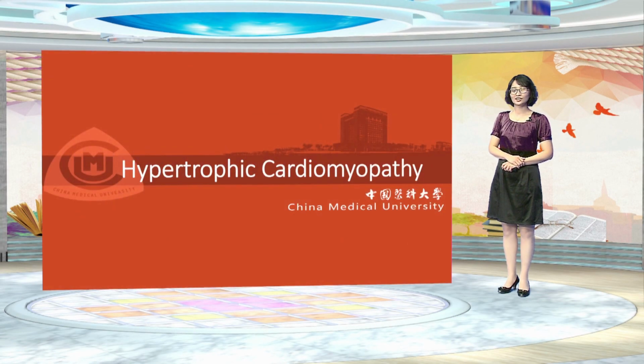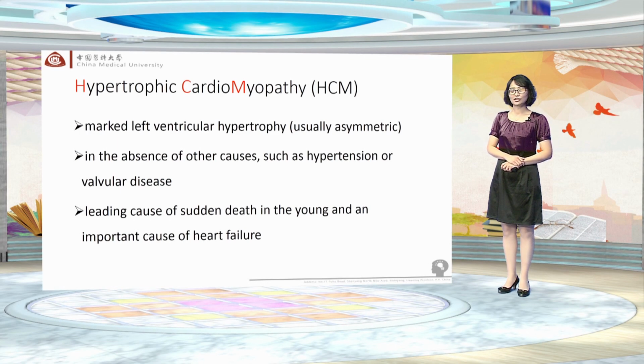Today we are going to learn hypertrophic cardiomyopathy. Hypertrophic cardiomyopathy can be replaced with HCM for short. As a kind of cardiomyopathy, hypertrophic cardiomyopathy is a disease regarding the myocardium with the characteristics of a marked left ventricular hypertrophy. This kind of hypertrophy is usually asymmetric.